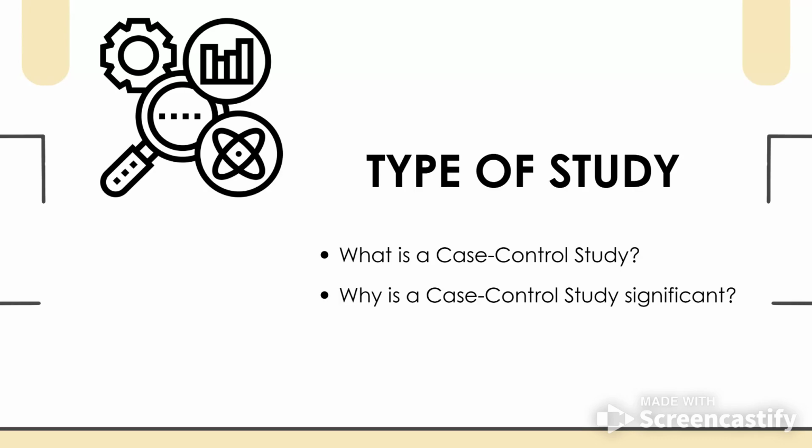Now this is a study that compares two groups of people. One, those with the disease or condition being studied, or the cases group, and a very similar group of people who do not have the disease or condition, which are the control group. This type of study is significant because it allows the researchers to study the medical and lifestyle histories of the people in each group to learn what factors may be associated with the disease or condition of interest.